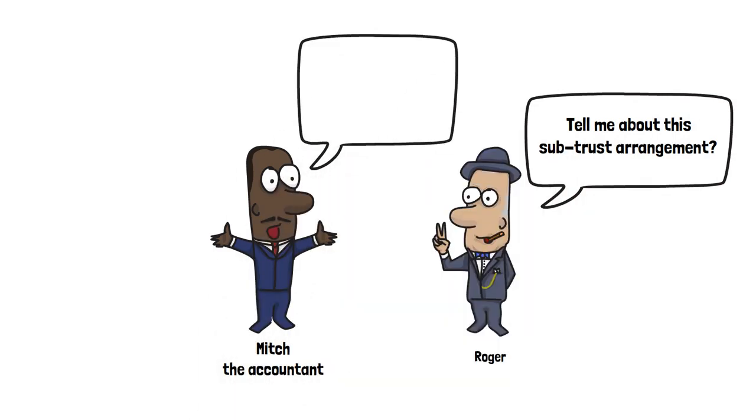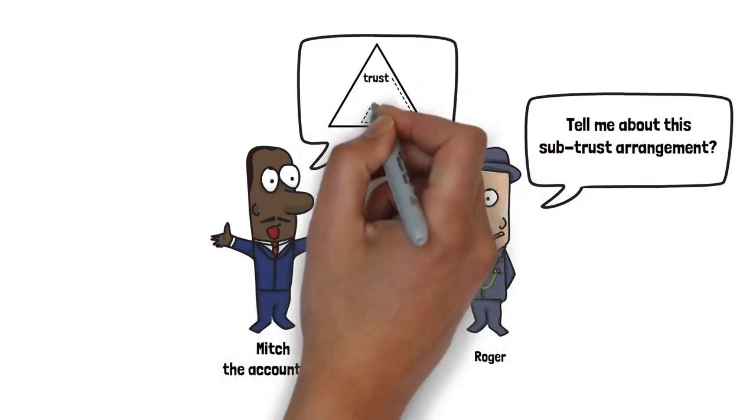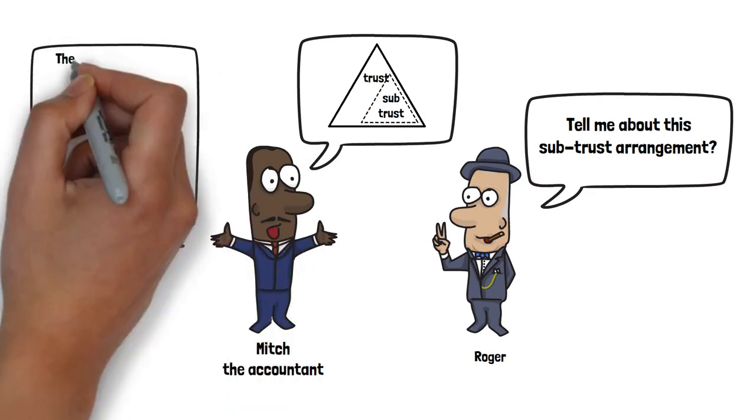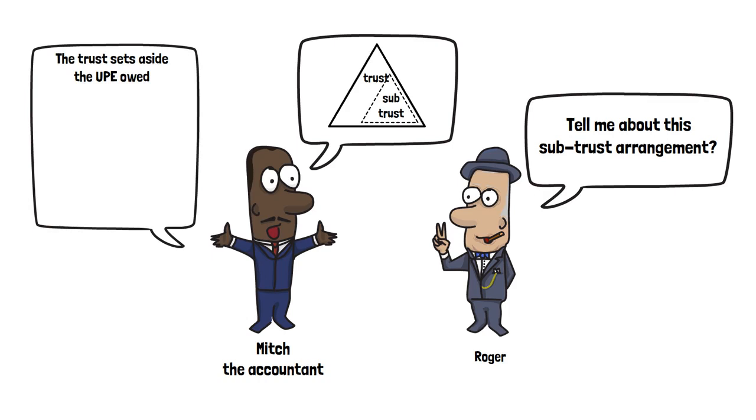Mitch goes, "A subtrust arrangement is like a trust within a trust. Instead of the trust paying the unpaid present entitlement owed to the corporate beneficiary, the trust sets aside the money owed to the company in a subtrust, which is only for the benefit of the company."